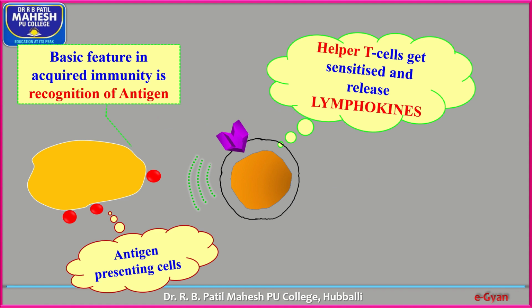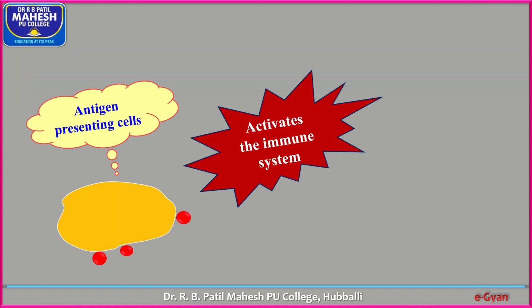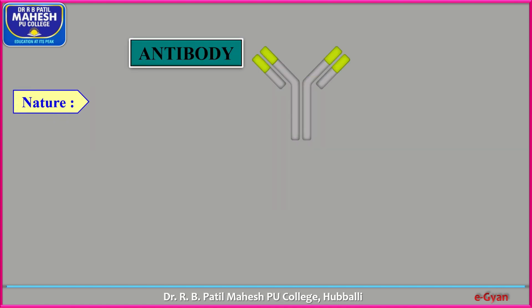So the basic features of acquired immunity: they recognize the antigens. These antigens are processed by antigen presenting cells, and soon after the process they activate T helper cells, and T helper cells get sensitized and release a chemical substance called lymphokines, and these lymphokines activate the immune system and stimulate B cells to produce protective protein molecules called antibodies.